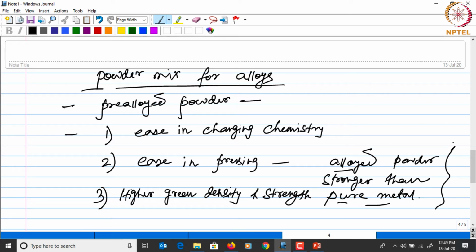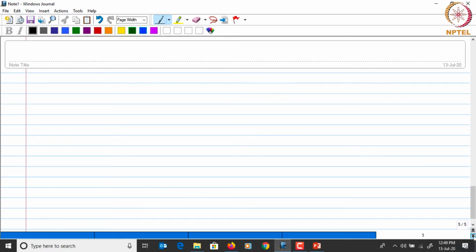And it also provides an opportunity for making unique microstructures, which may be needed for a particular kind of application or property. And ultimately, it provides an improved densification.